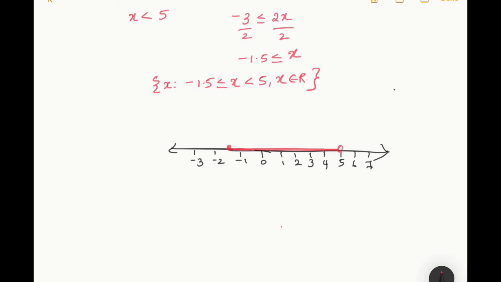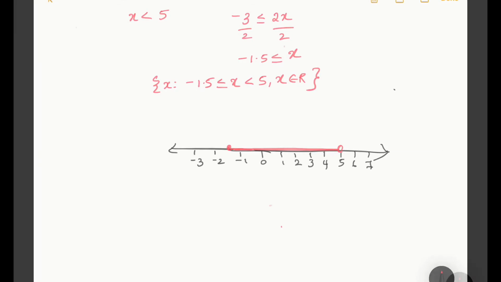You have different types of questions in this, and all the questions will be like this, how you can solve it. First you need to solve the given inequation, then get the value and put it into the number line, represent it on the number line.